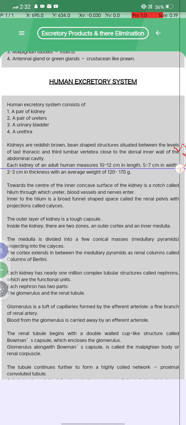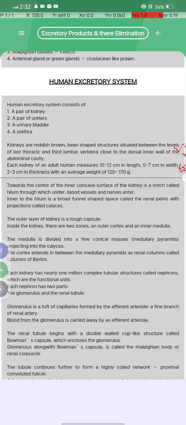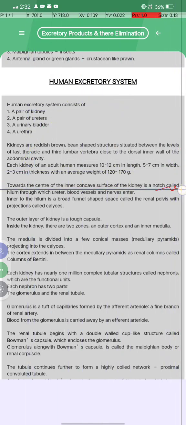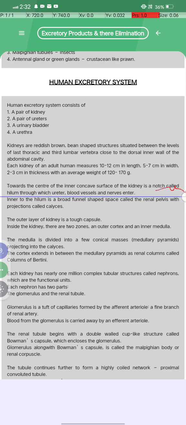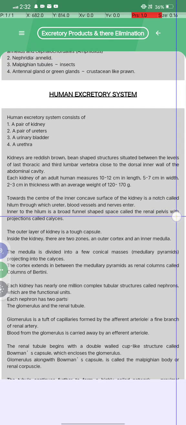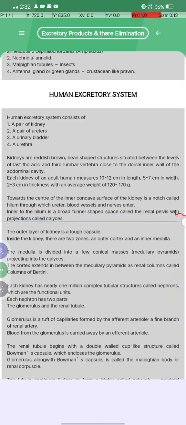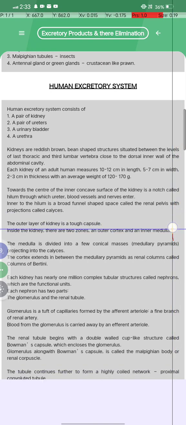Each kidney of an adult human measures 10 to 12 centimeters in length, 5 to 7 centimeters in width and 2 to 3 centimeters in thickness, with an average weight of 120 to 170 grams. Towards the center of the inner concave surface of the kidney is a notch called the hilum, through which the ureter, blood vessels and nerves enter. Inner to the hilum is a broad funnel-shaped space called the renal pelvis, with projections called calyces.